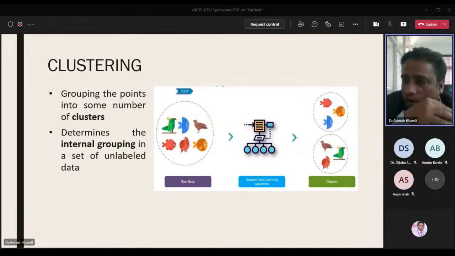Now let me interrupt again. I want to know from the participants what kind of clustering you observe during some festival seasons, or when you go to shopping malls or marts. If you are able to answer, then you can understand the clustering approach. Can anyone answer, please?